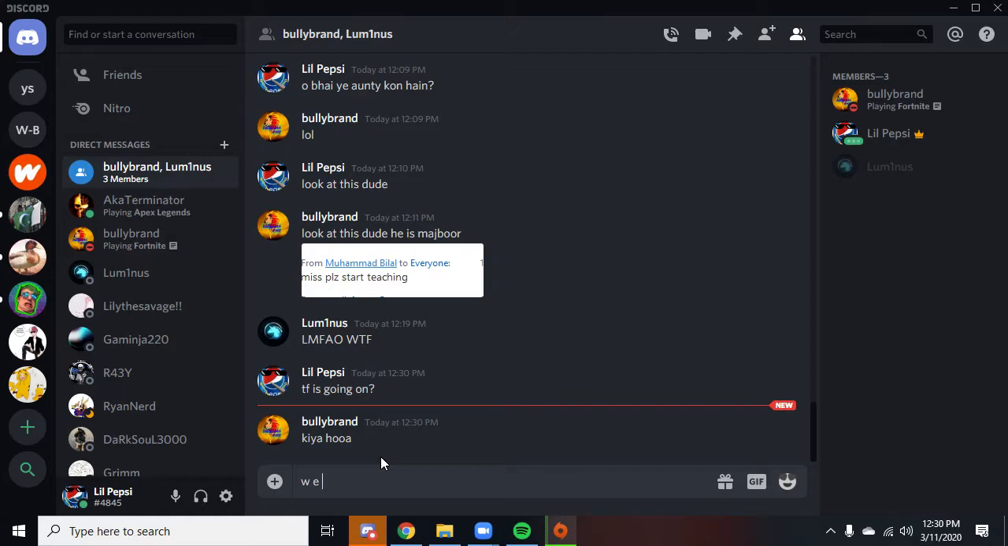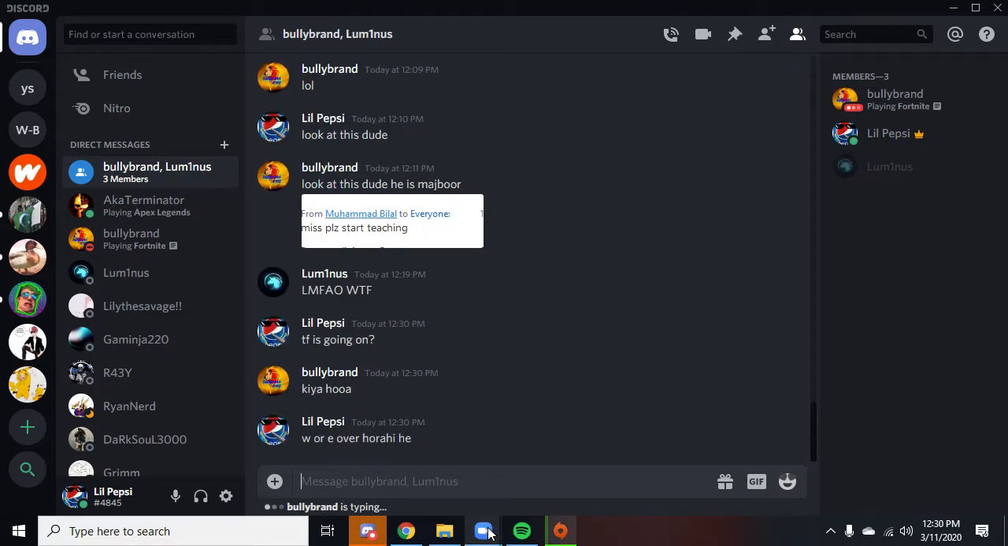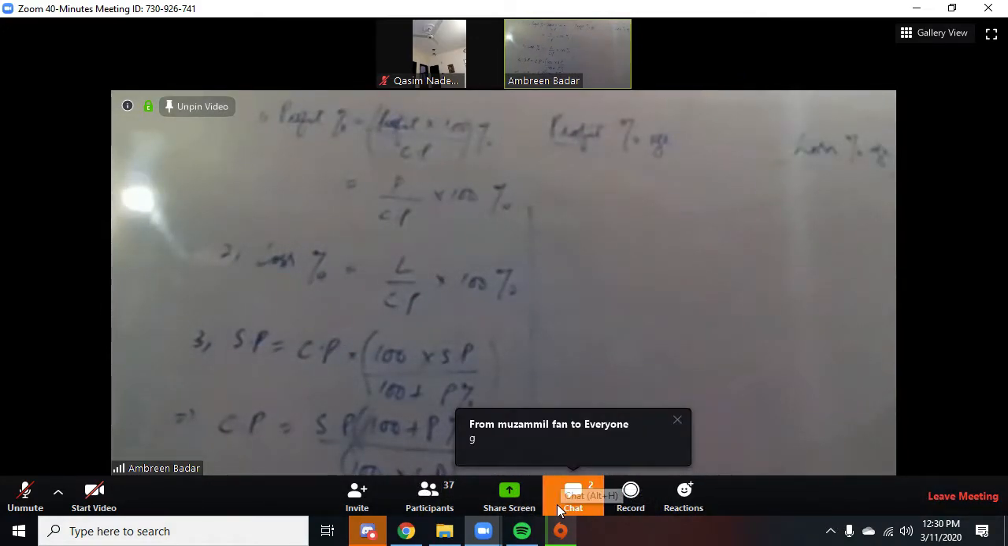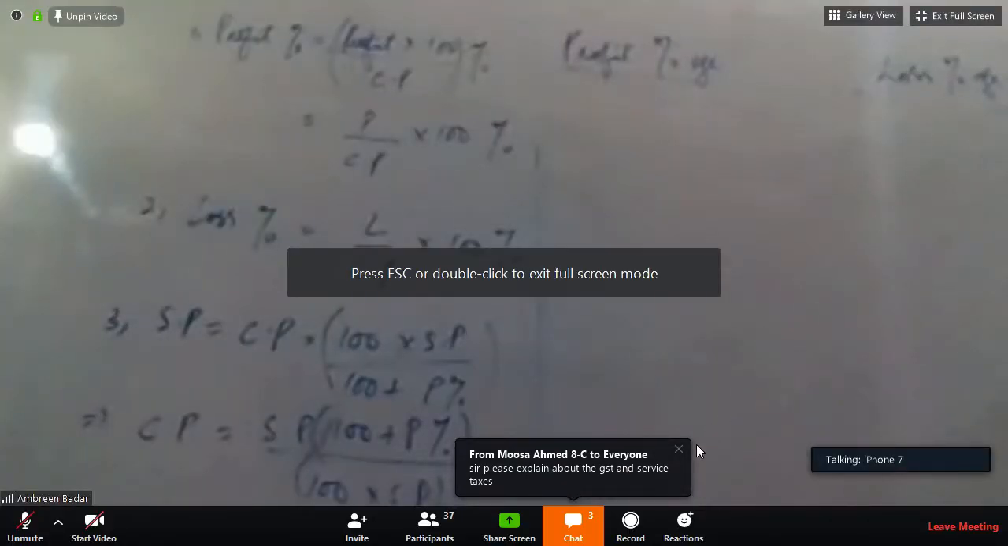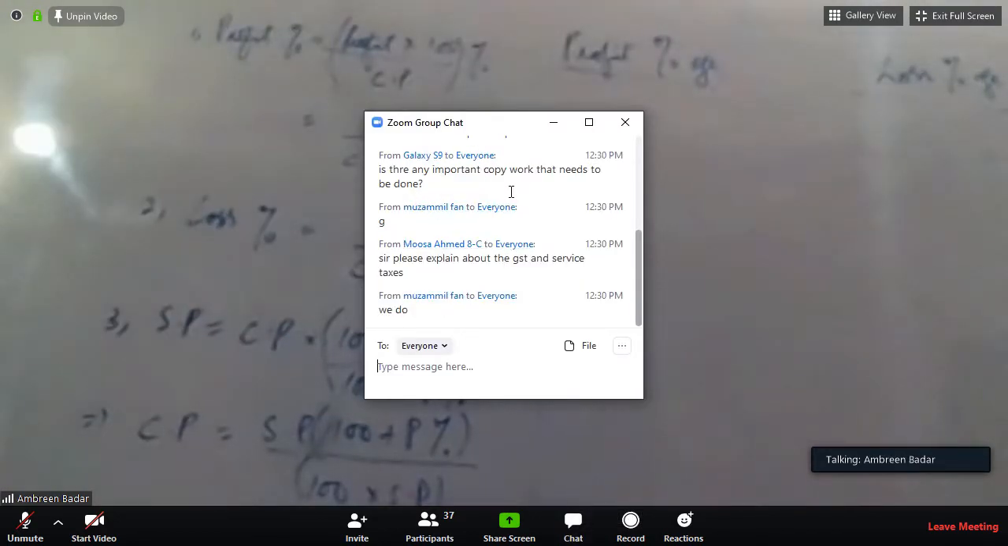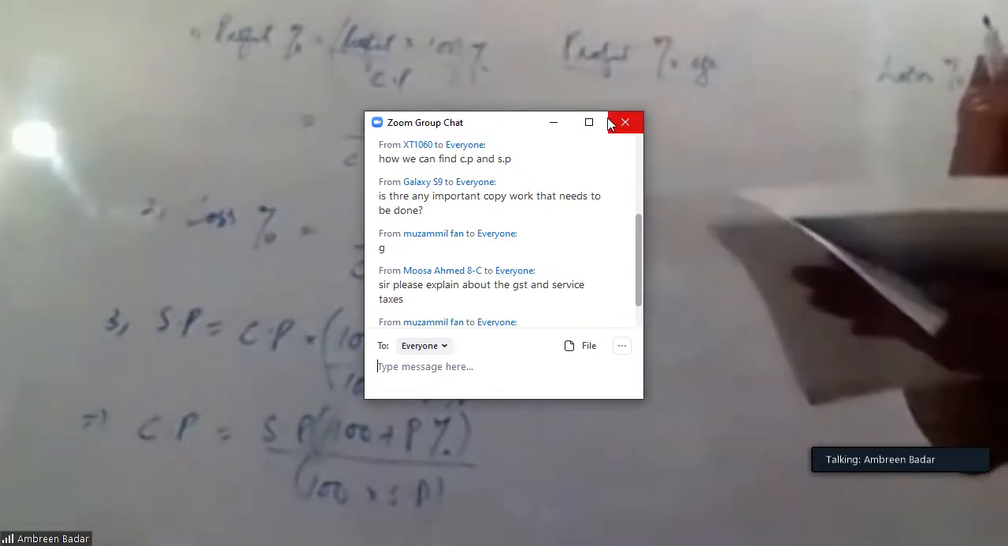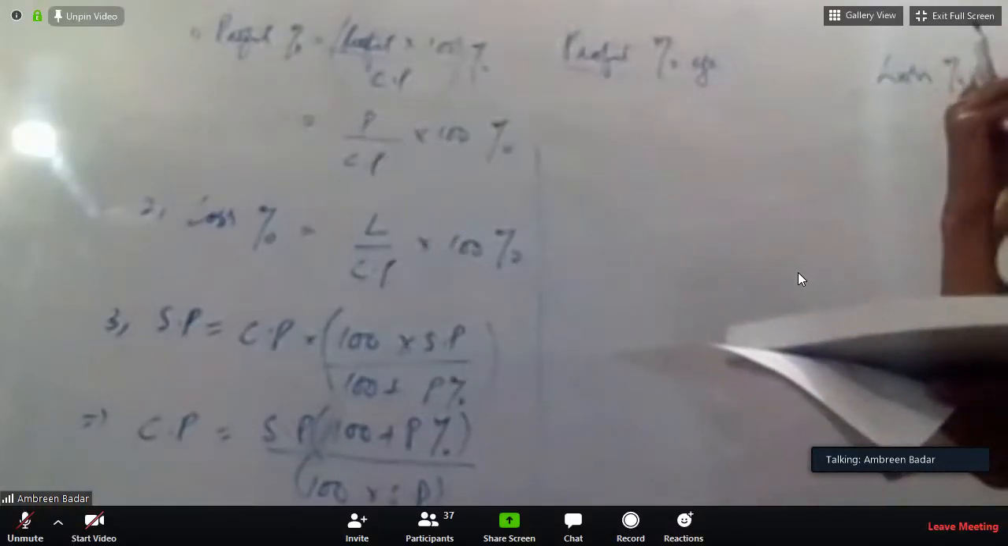Okay, now I hope you have understood the concept of profit percentage and loss percentage. Now we are moving on to an example. We are doing the exercise from Practice Now, page number 113. We'll be doing worked example number 1 from page number 113.